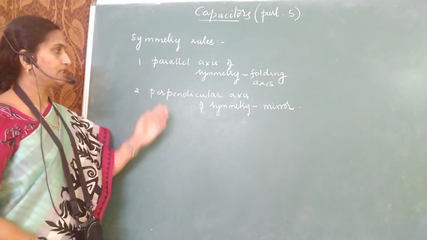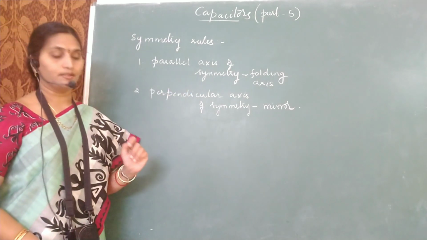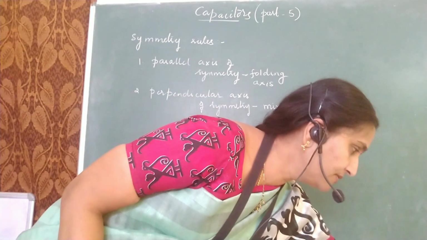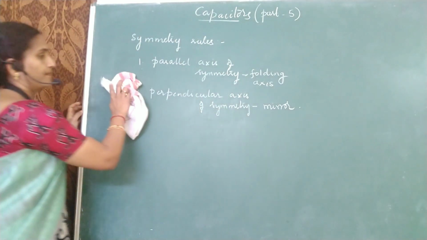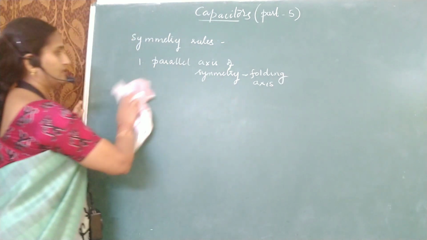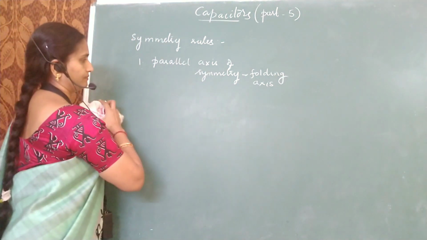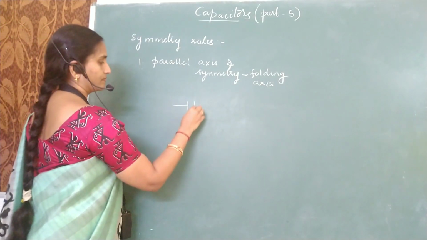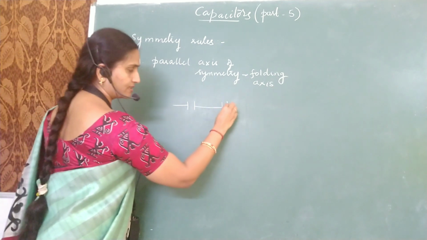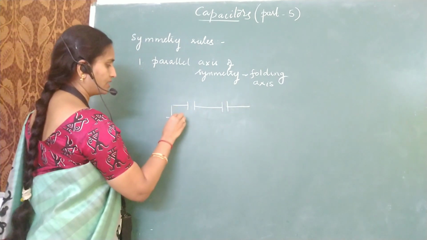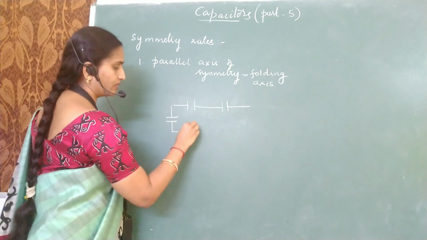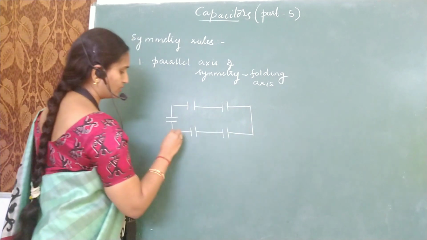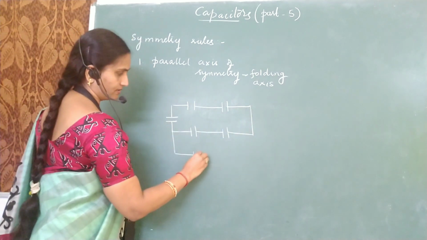So let's see how to apply first the parallel axis of symmetry. To understand this, we'll go with one simple example first. Look at this circuit. Though I am discussing it for capacitors, remember it's also applicable for resistors. So when we do current electricity, I am not going to repeat the same. You can directly make use of these rules.